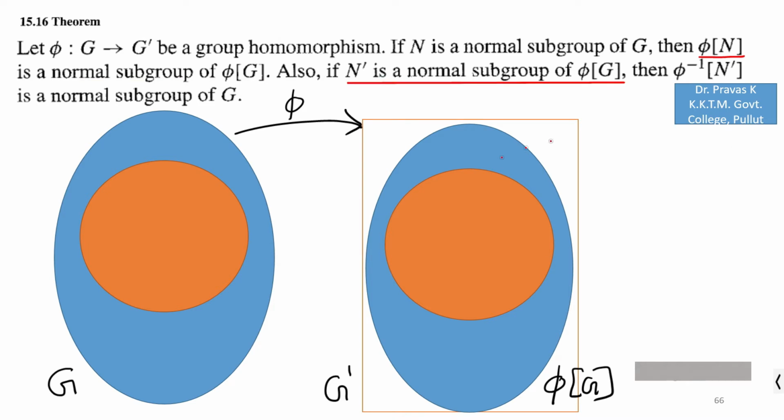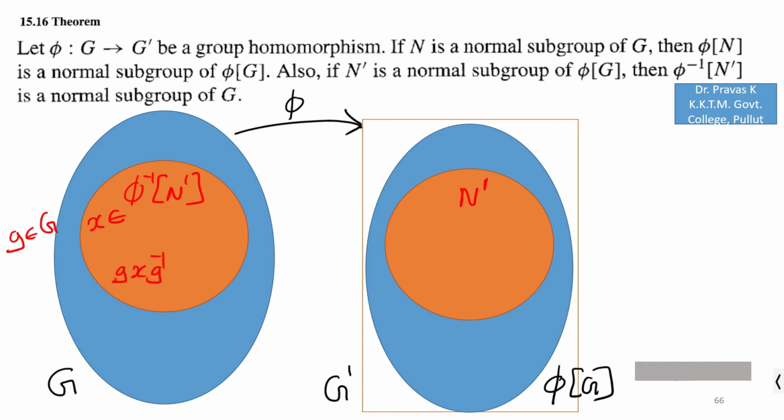Now in order to prove the other part of the theorem, let N' be a normal subgroup of phi[G], and we need to prove that phi inverse of N' is a normal subgroup of G. So here let x be an element of phi inverse of N' and g in G. Now we need to prove that g x g inverse is in phi inverse of N'. Now we say that x is in phi inverse of N' since phi(x) is in N'. So in order to prove that g x g inverse is in phi inverse of N', we need to prove that phi(g x g inverse) is in N'.